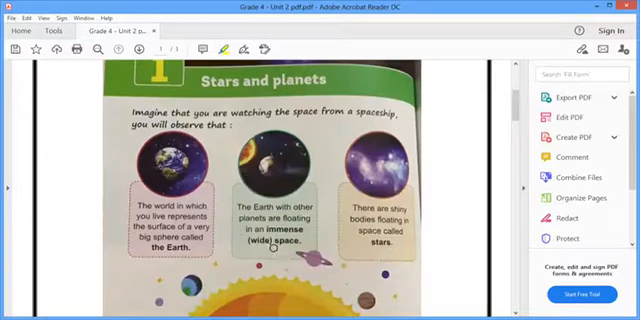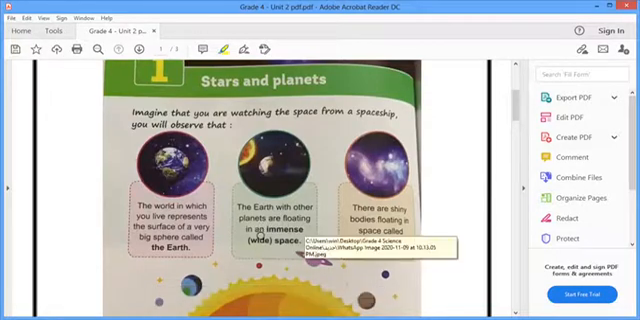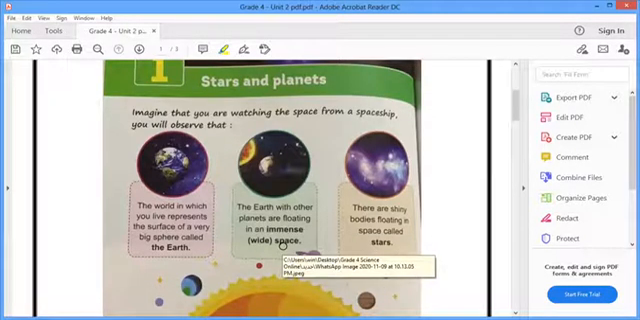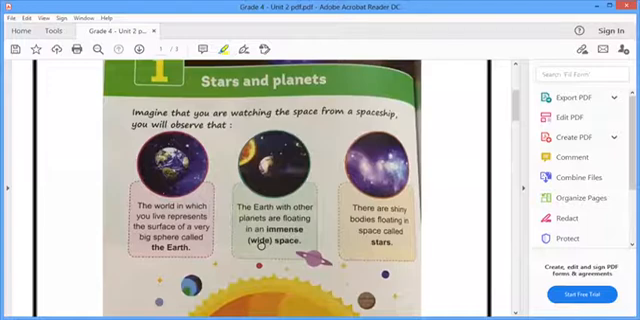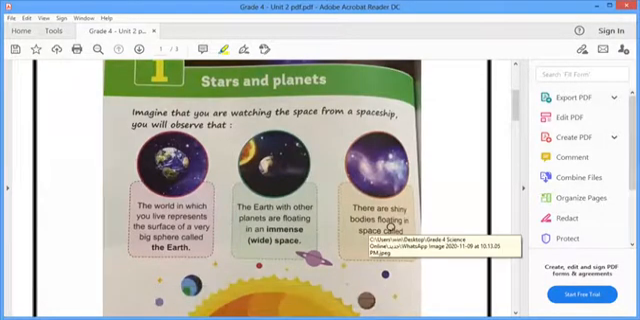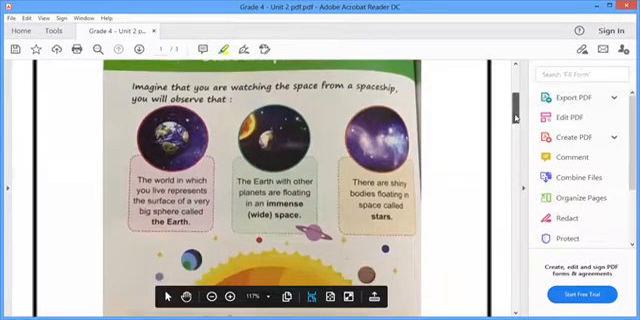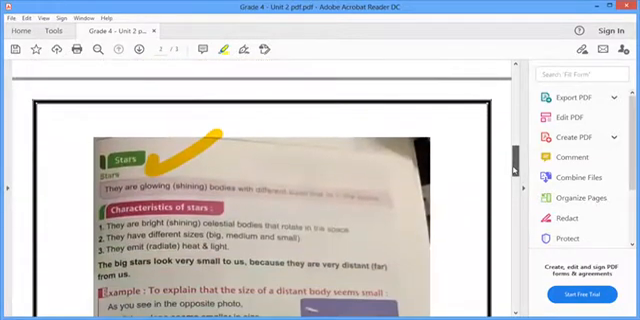Number two, what is space? The Earth with other planets are floating in an immense or wide space. Immense means wide. This is the space. So, what about stars? There are shiny bodies floating in the space called stars. And now we are going to explain each one in detail.